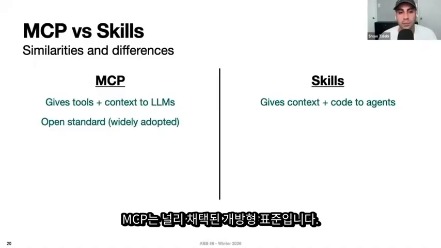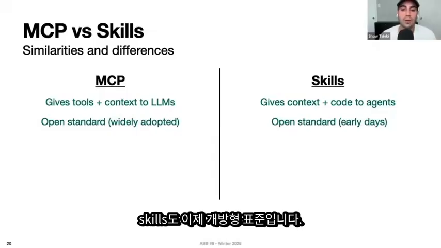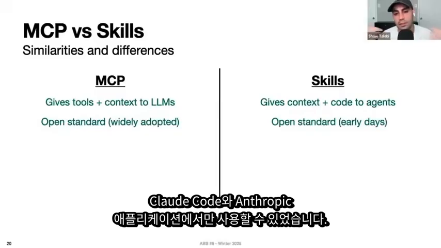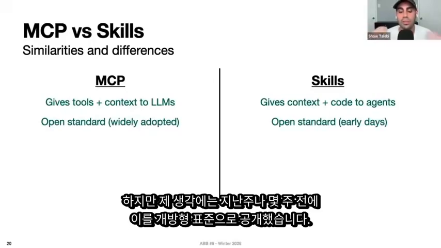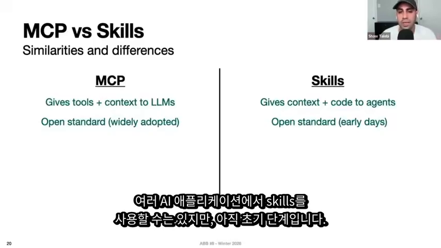MCP is an open standard that's widely adopted. Skills are now an open standard. So a few weeks ago, this was only available in Claude Code and Anthropic's applications, but I think last week or a couple of weeks ago, they released this as an open standard. While you can use skills in different AI applications, it's still the early days, so it's not as widely used as MCP.